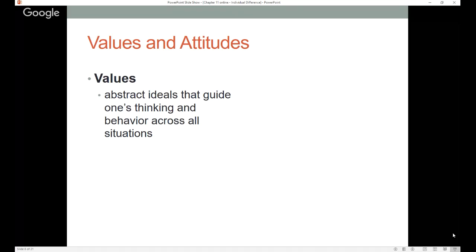They're fairly well set by the time individuals are in their teens, and managers would like to know more about an individual's values. Why? Because we all value different things. Someone might value status, someone else might value recognition, someone else might value work-life balance. It's really important to understand what your workers value.